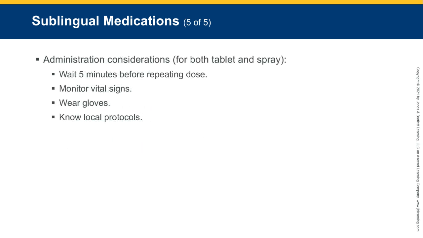When administering nitroglycerin, wait 5 minutes before giving a second dose, if necessary and permitted by protocol. During this time, monitor the patient's vital signs closely. Wear gloves to avoid absorbing the medication yourself. Always follow your local guidelines and protocols when administering nitroglycerin or any sublingual medication.